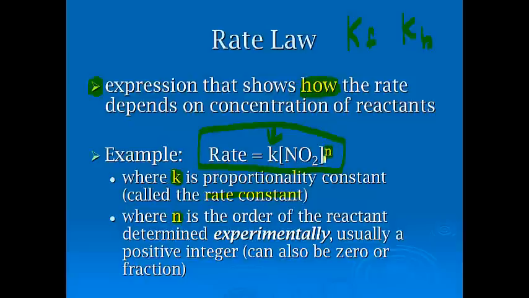It's going to be first order, second order, third order. It's really easy to get caught up in squared or cubed, but you have to determine it experimentally. It's usually a positive integer. It can also be 0 or a fraction. For the most part in this class, we're going to focus on first order and second order, but I have to put this in there because it can be 0 or a fraction. It also can be third, fourth, etc. We're going to mostly focus on first and second order.